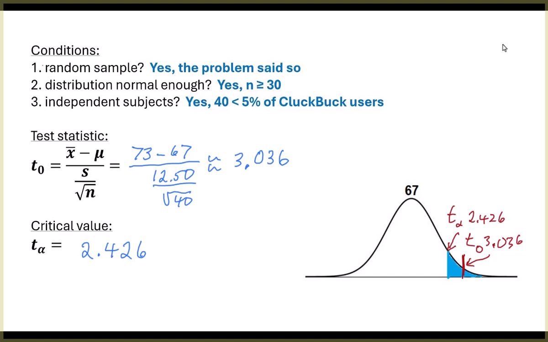I highly suggest just making a goofy little drawing like this. It's a right tail test. T0 is bigger than T alpha. If it were a left tail test, we'd be looking for T0 being less than T alpha. So make sure you got that in your head. Another way of looking at it is, well, which one's more extreme? Which one goes further out away from the middle?